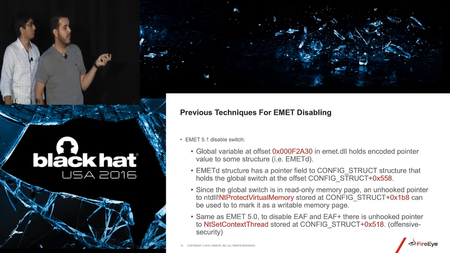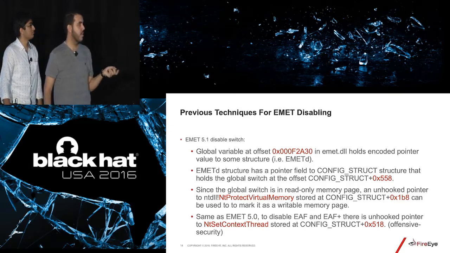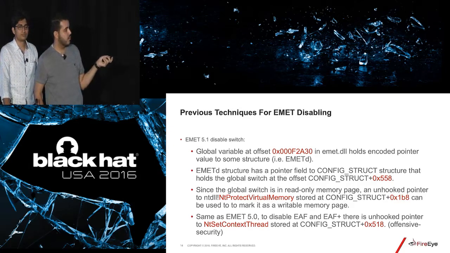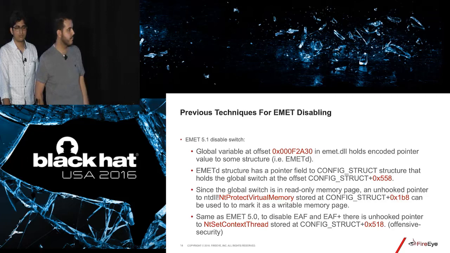For EMET 5.1, the same thing happened again, but this time the large global variable was set on read-only memory instead of writable memory. But they found there is an unhooked pointer to anti-protect virtual memory, and they used this unhooked pointer to that API to mark this page as writable, and then they carried out the same attack the same way.